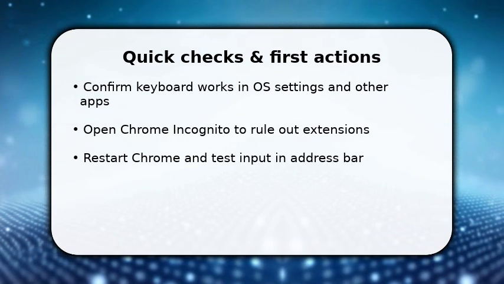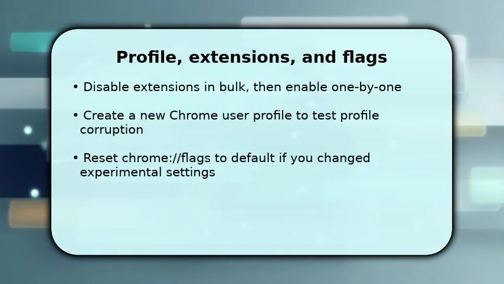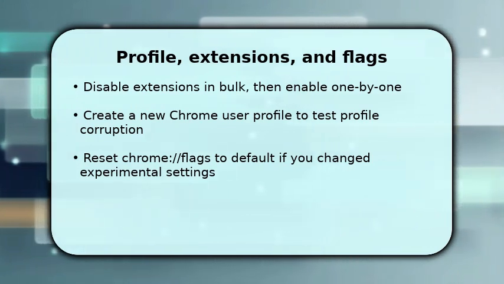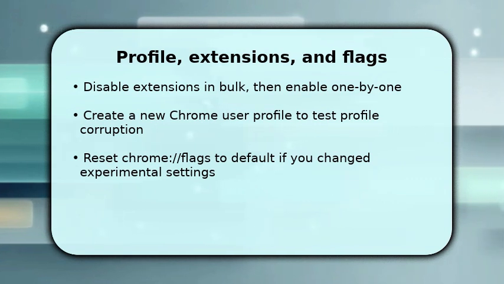Next, you methodically isolate internal causes. Disable all extensions in one action, then enable them individually to find the culprit. This narrows the cause if incognito worked. Create a new Chrome profile and test keyboard input there. Profile corruption is a frequent silent cause.